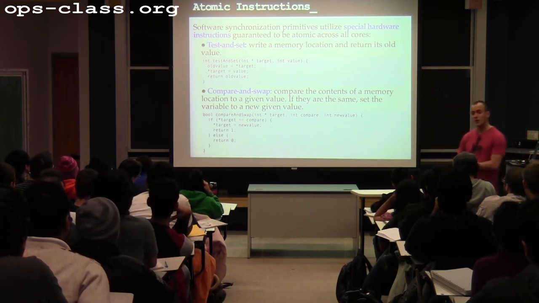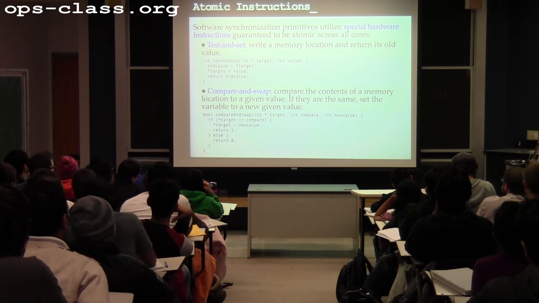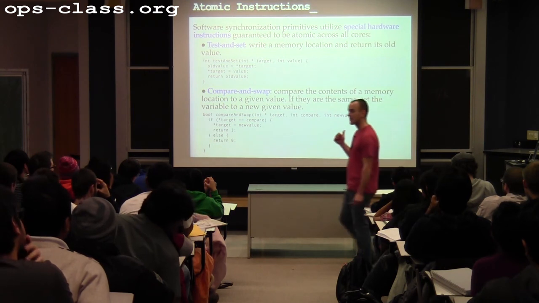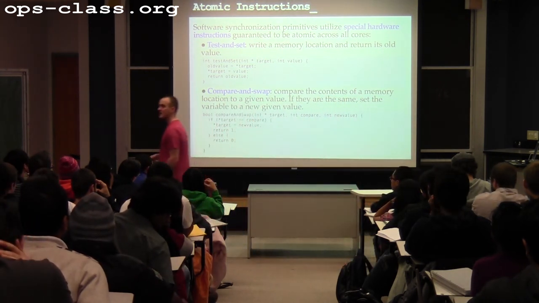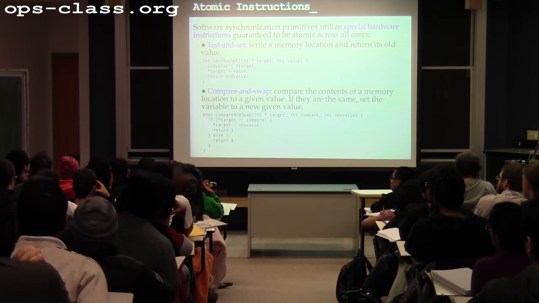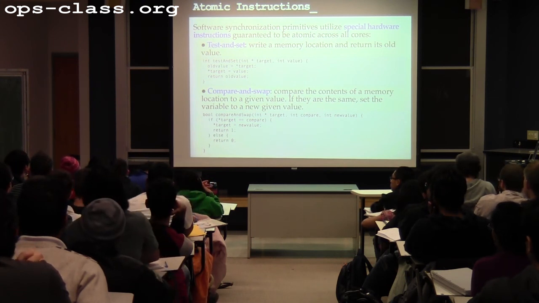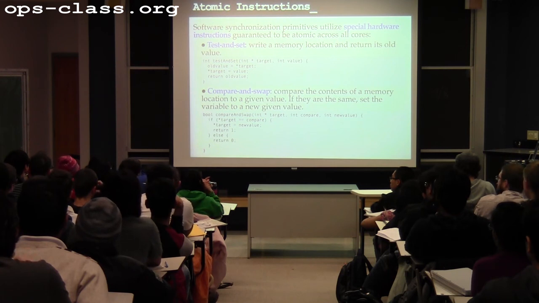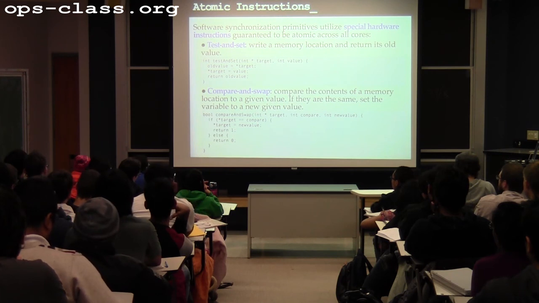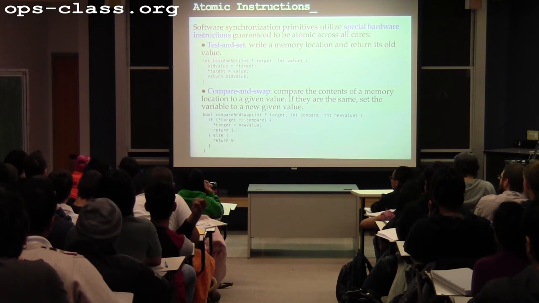Both of these are low-level hardware instructions, and they require synchronization with other cores, right? Because in order for these to work safely, they have to make sure that two test and sets that occur to the same memory address on multiple cores are implemented atomically, right? So again, if the hardware didn't do this for me, what could happen? Let's say that the target was 0. Core 1 tried to set it to 1, core 2 tried to set it to 2, right?